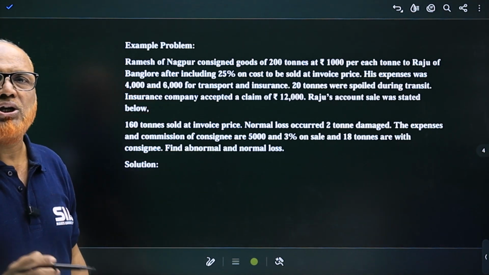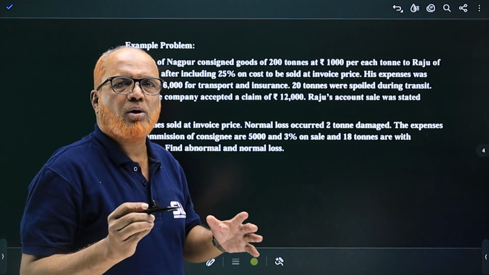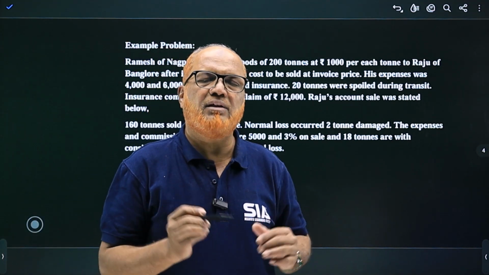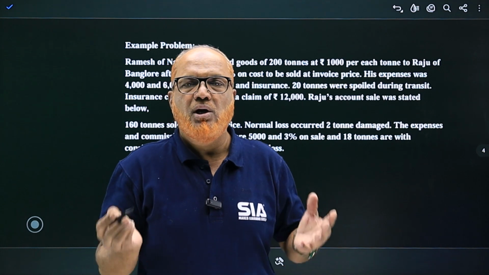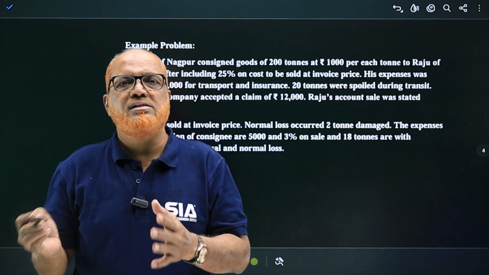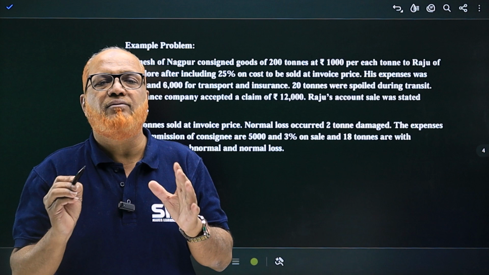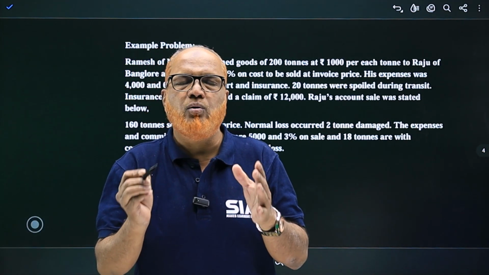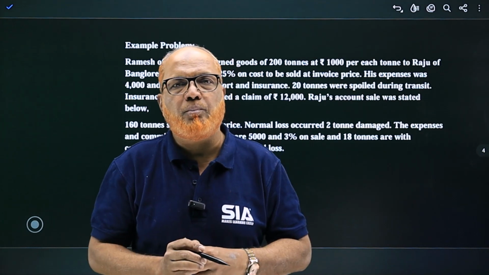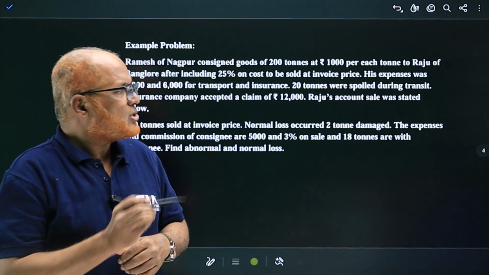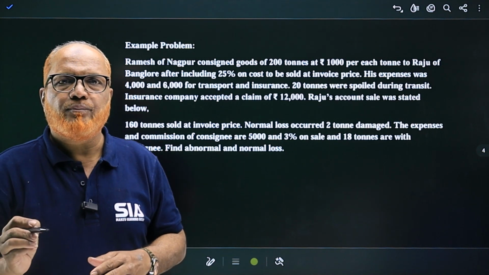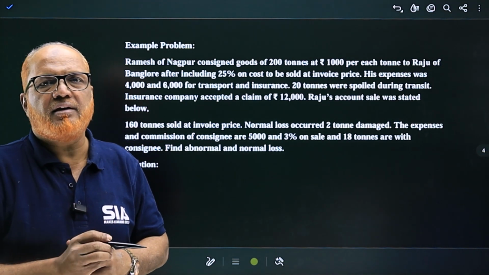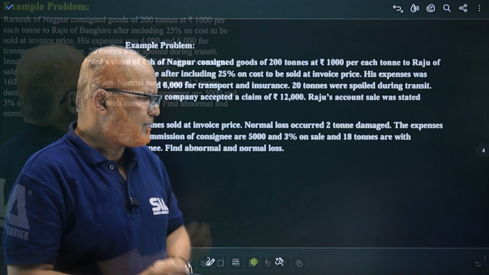Now in examination, you may be asked a small problem on calculating the value of normal loss or abnormal loss, but in the main problem, essay type problems, you must have the understanding of this. Without understanding how to calculate the value of abnormal loss, you cannot pass the journal entries. So here I have taken one small problem in calculating the value of abnormal loss.